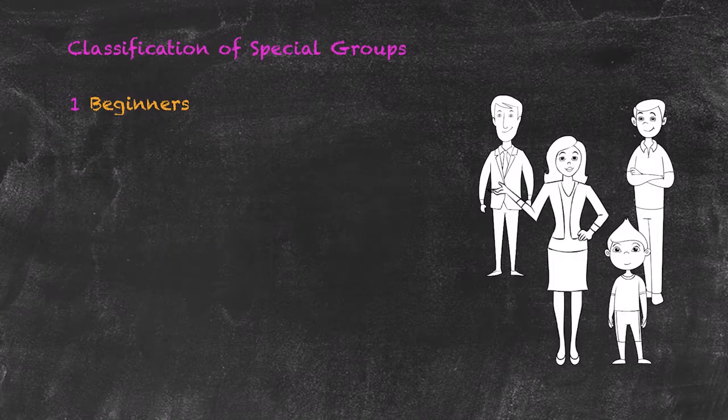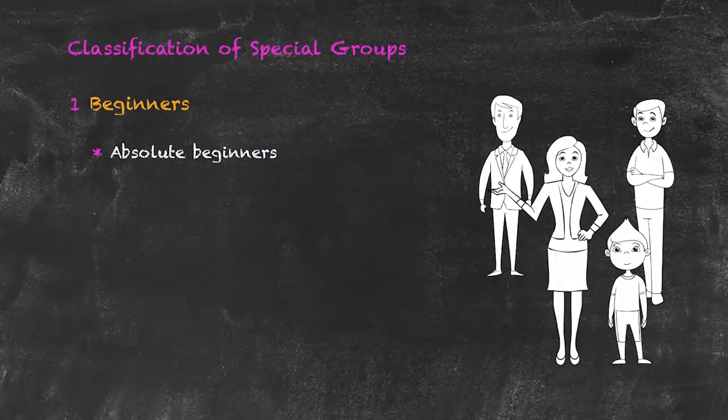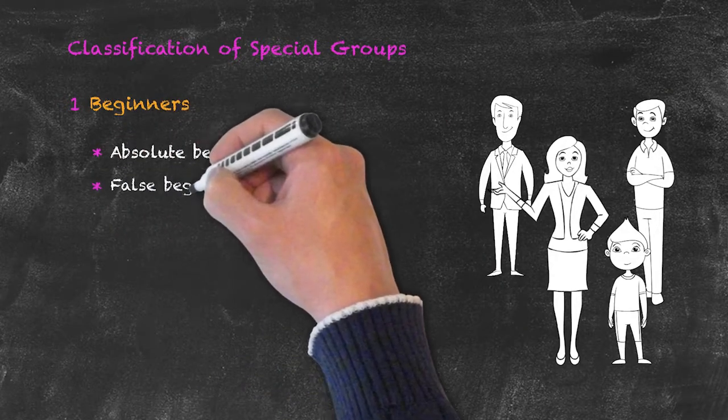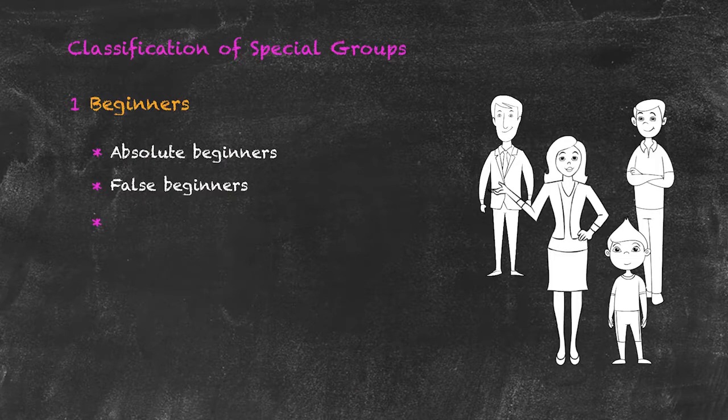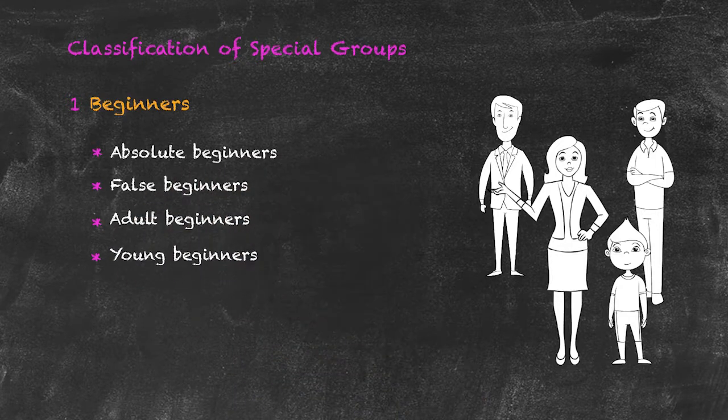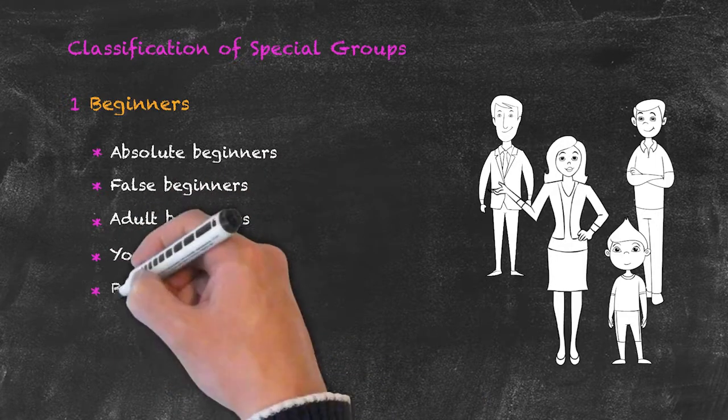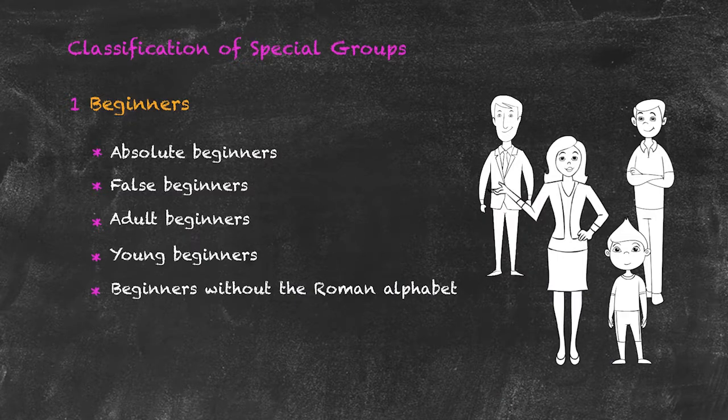The first thing to bear in mind when we're looking at the category of beginners is that beginners can be of any age. So really what we should do is to break this category down into a number of subcategories. Our first group we may call the absolute beginner. We could have what are called false beginners. Another category may be the adult beginners, and therefore the category of young beginners. And our final one, beginners without the Roman alphabet.